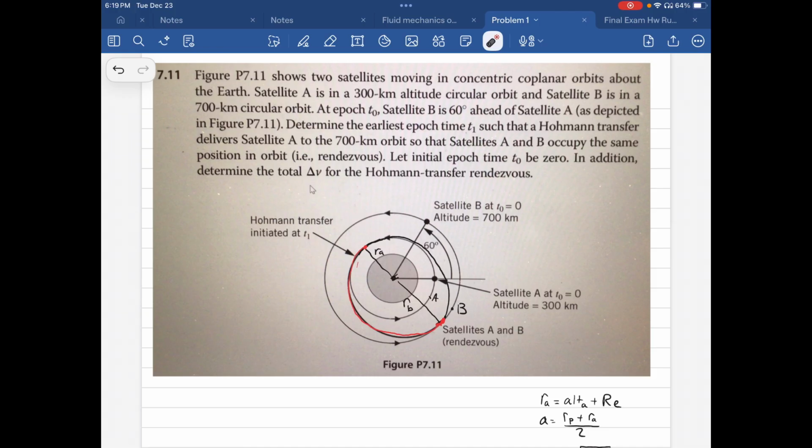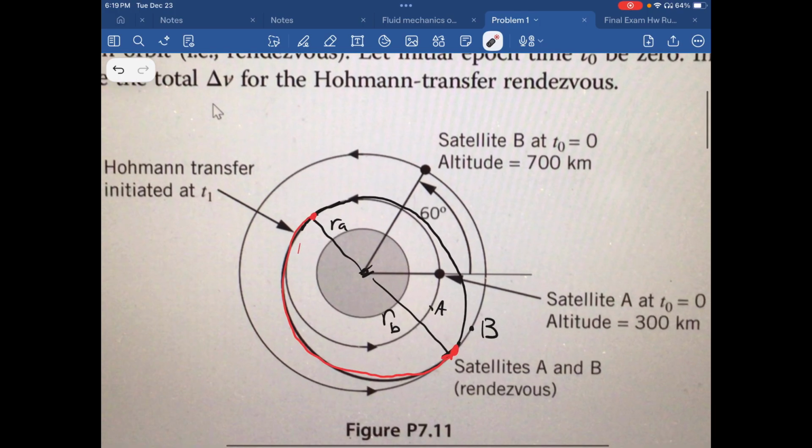Let initial epoch time T0 be 0. In addition, determine the total delta V for the Hohmann transfer rendezvous. Okay, so the first thing that we need to do is determine the radii of these two orbits, A and B. So our radius of A is going to be the radius of the Earth plus the altitude here.